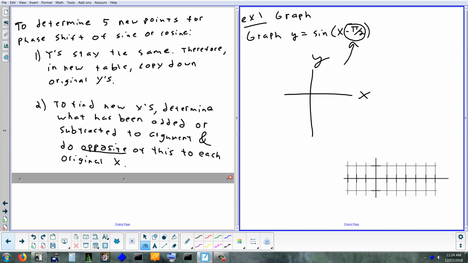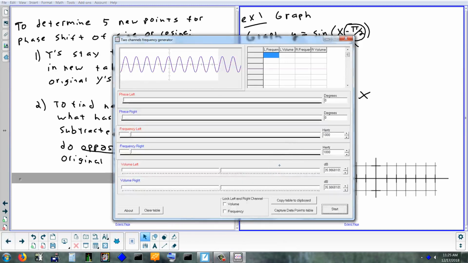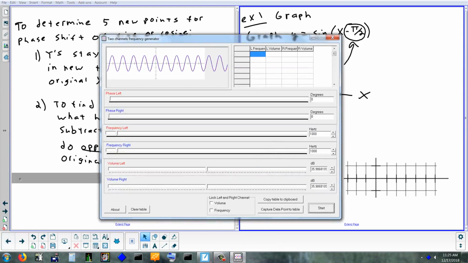All right. And you know what? Before we do that, let me play something. This program lets me generate different kinds of sounds. Like I can change the volume, I can change the pitch, I can change all kinds of things. What I'm going to change is the phase. To do this accurately, I need 2 speakers, which I do have. There's a left and a right speaker in that soundbar.